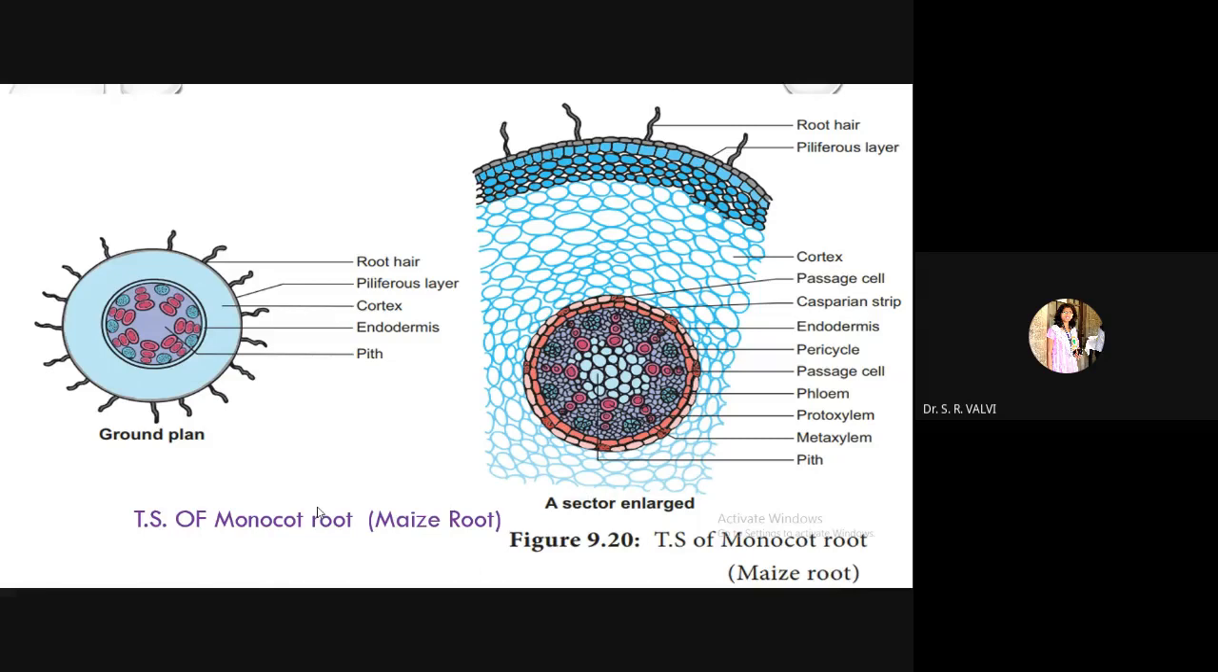So please concentrate on my explanation. Here, see, this is the ground plan. The whole section will look like this, and in this slice, one slice is taken out, and that slice is here. One part or one sector is enlarged here to make you understand the internal tissues which are present within the root. So here, see my arrow, see the mouse cursor.